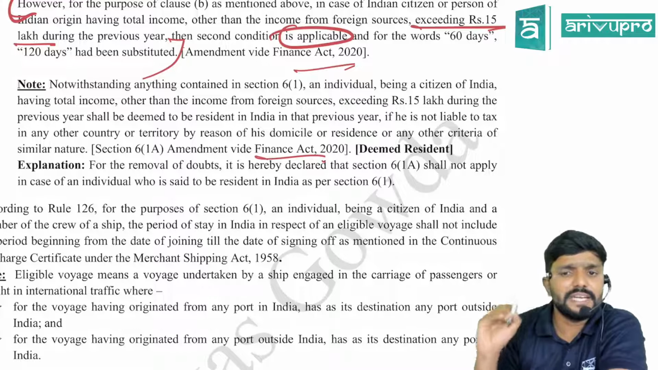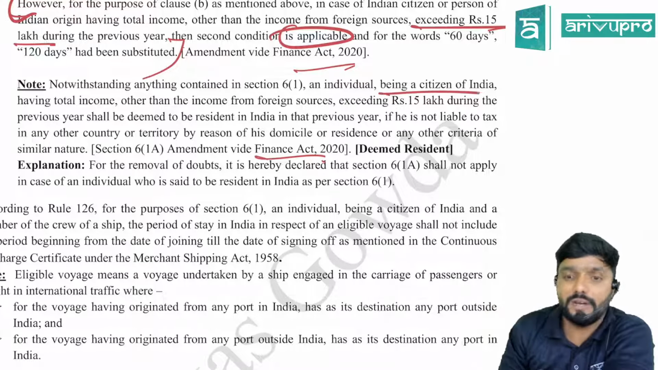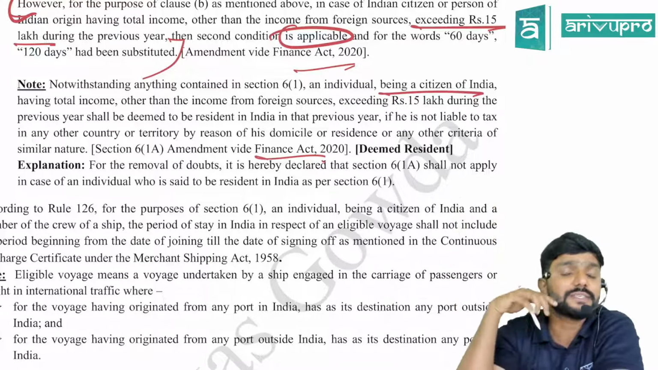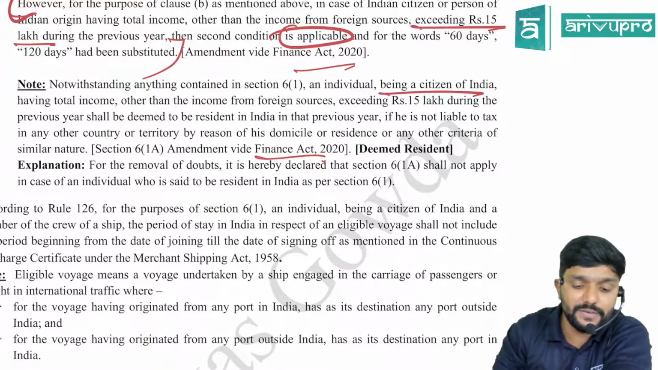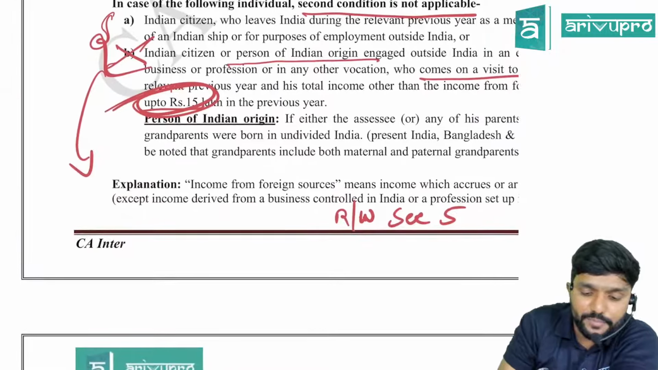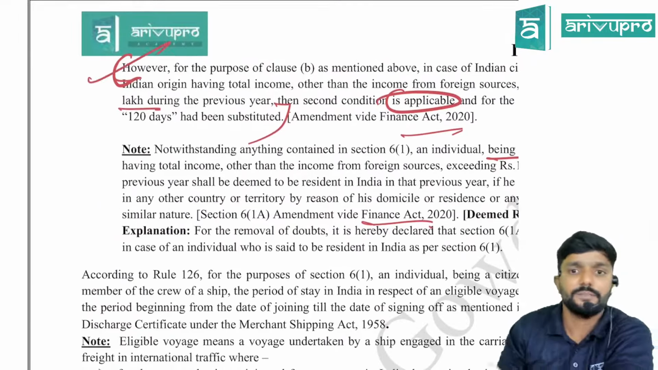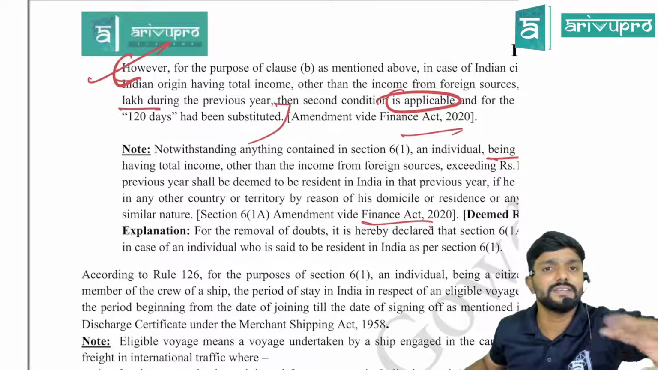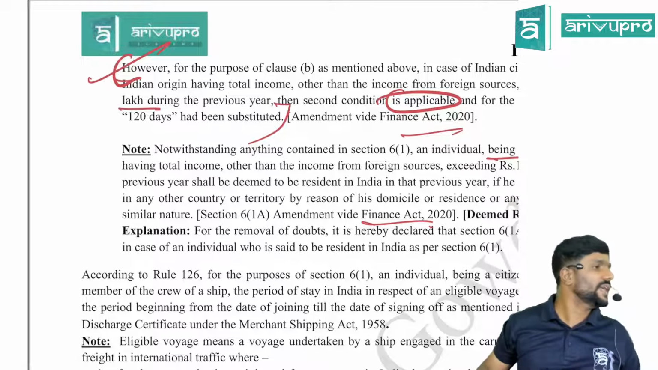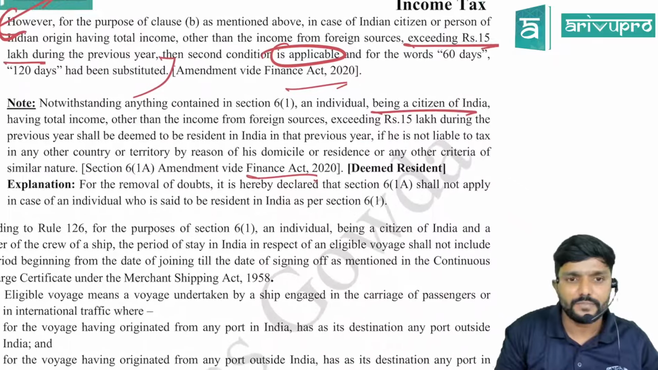An individual being a citizen of India, for whom it is applicable, only citizen. Sir, what about a person of Indian origin? He is not covered here. He is covered only in these two cases, point B and even in the however, because the however is a continuation of clause B, but the only difference is more than 15 lakh.